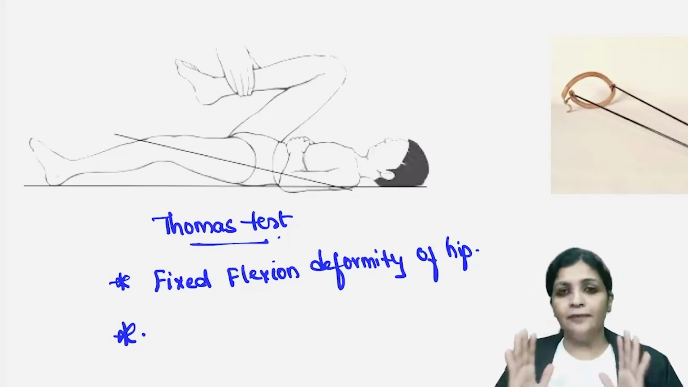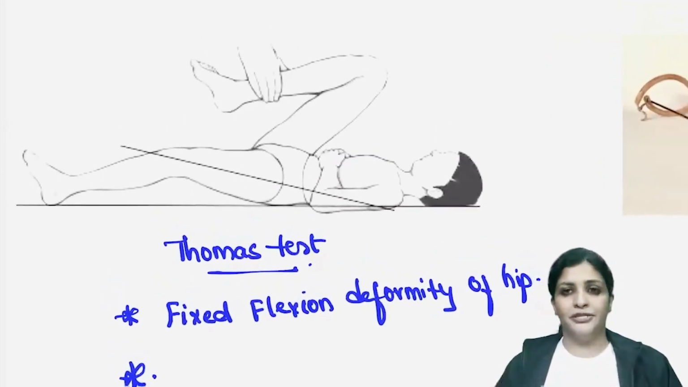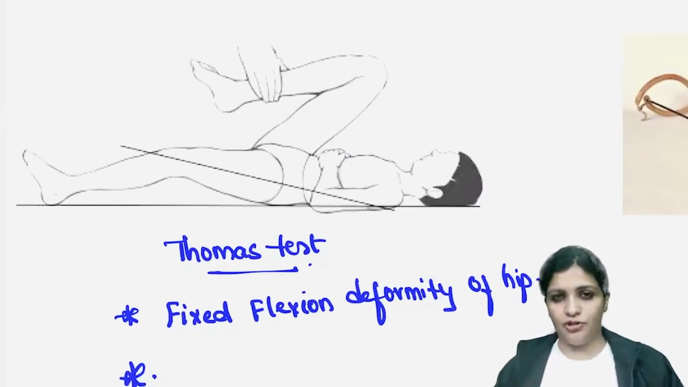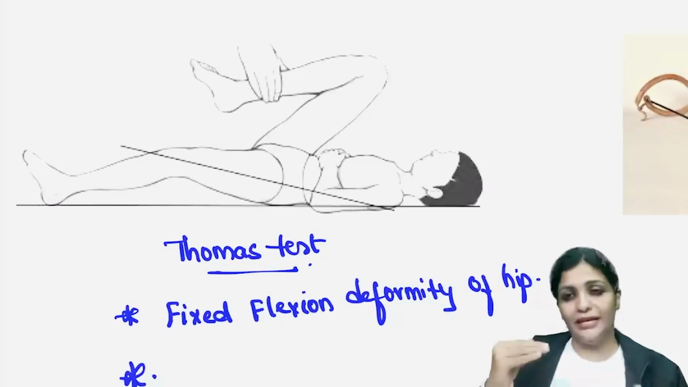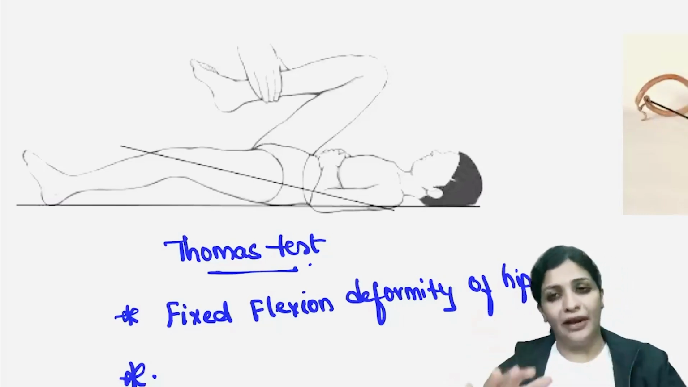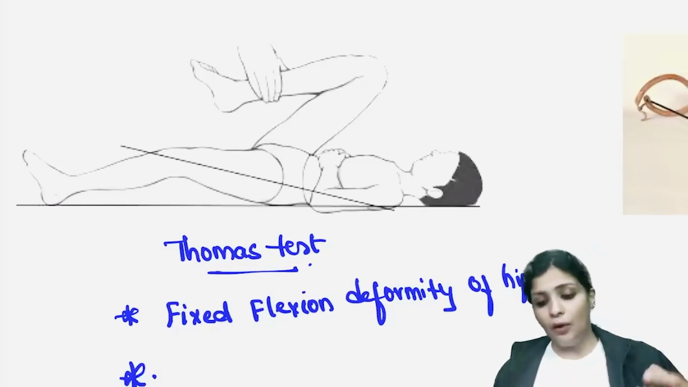So that is the story of this fixed flexion deformity. Now what you do, you ask the patient to lie down on a couch. On lying, the lumbar spine will relax and the lumbar lordosis will come down. So the exaggerated lumbar lordosis will try to straighten up. This straightening, how will you do? You will flex the normal hip.